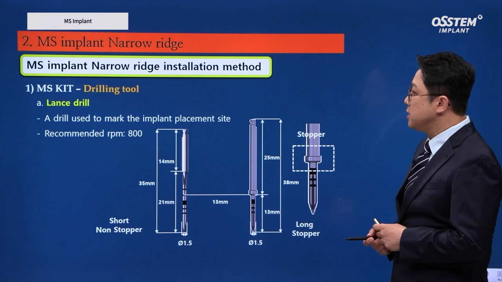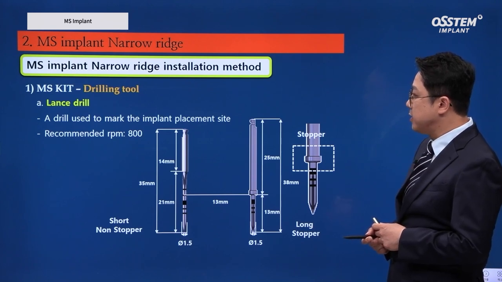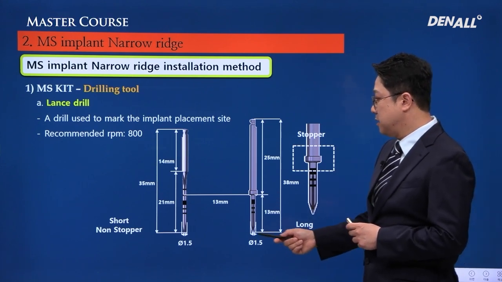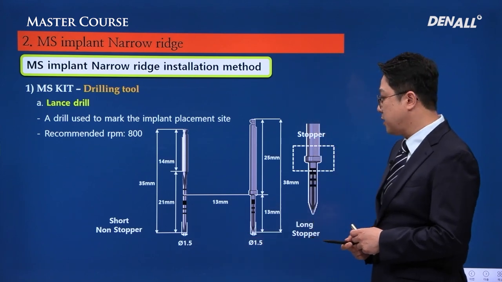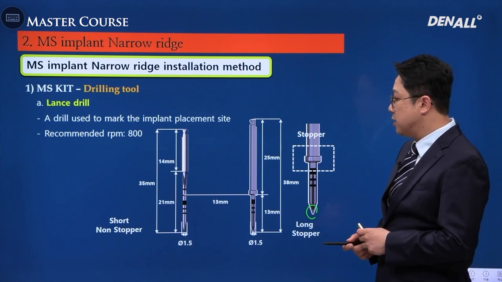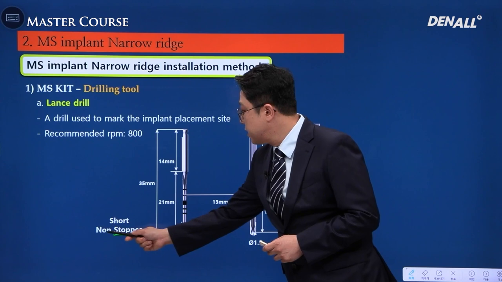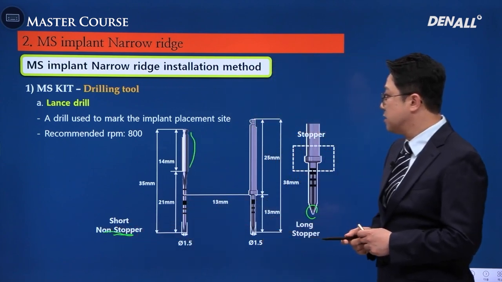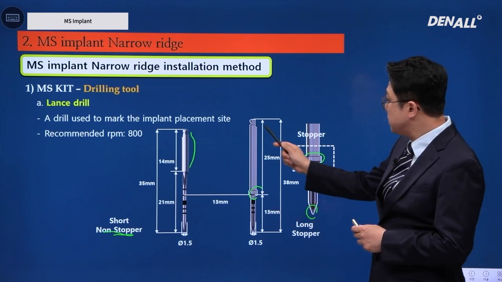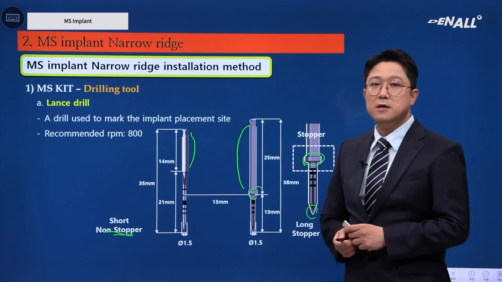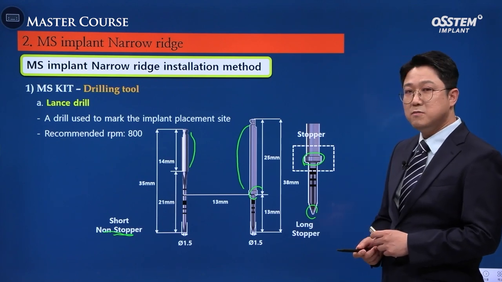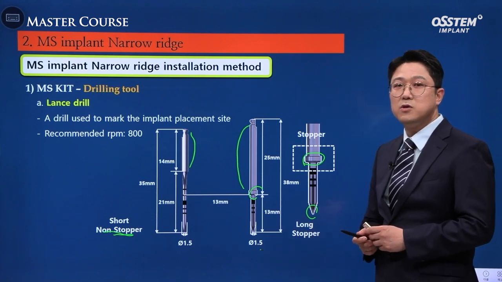Looking at different components, the drilling tool consists of lance drill. This is also included in 1-2 taper kit. It's used to mark the area of implant placement. The tip is pointy, so you use it for marking. There's no stopper, and shank is short here. And in this one, there is a stopper, and shank is longer. You can choose depending on your preferences. Those who do not have good eyesight prefer this kind of drill.